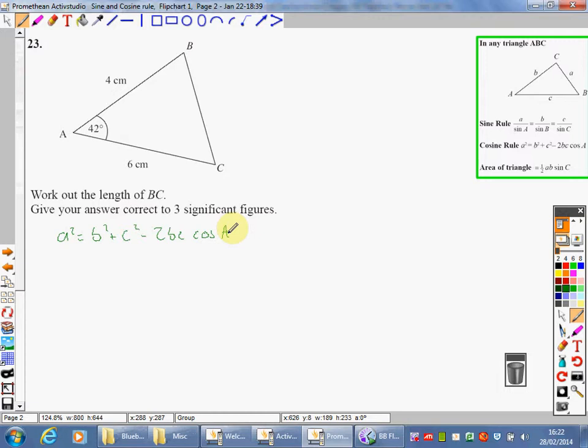Okay, I'm going to label up my triangle just to be sure I've got the sides right. Little c, little b, big A, so little a will be over here. There, done. That's lucky. The side I want is the side here, BC, that's side a. Sorted. So a squared is going to be equal to b squared, 6 squared, plus 4 squared, minus 2 times 6 times 4 times the cosine of angle A, which is 42. And now it's just a case of typing all of that into your calculator.